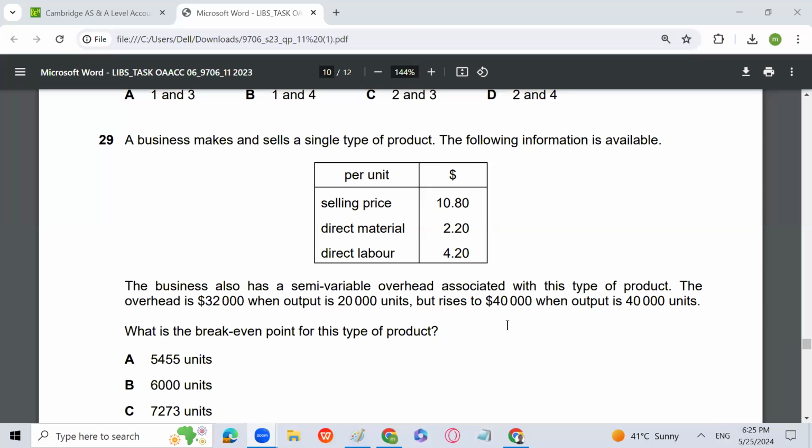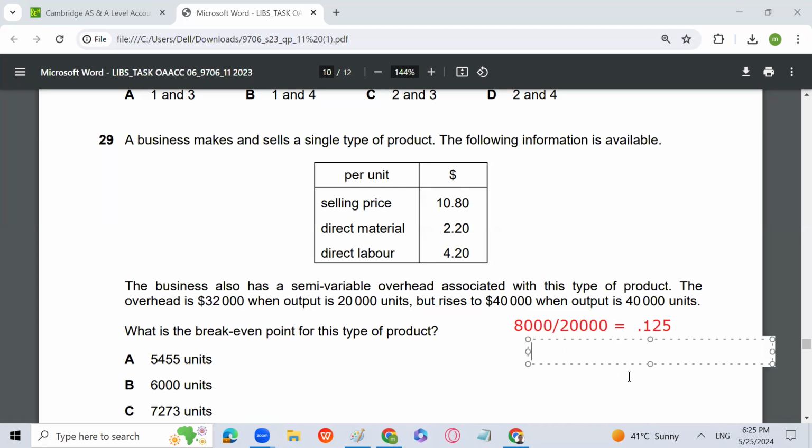So change in cost: 40,000 minus 32,000, that is 8,000. And change in units: 40,000 minus 20,000, that is 20,000. So 8,000 divided by 20,000, what is the variable overhead rate? That is 0.125, if I'm not wrong.